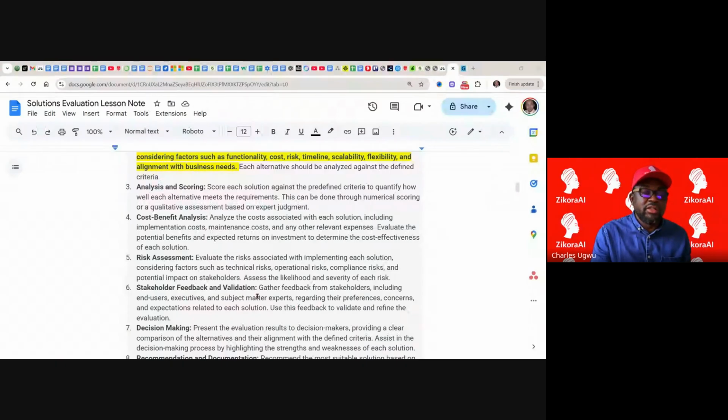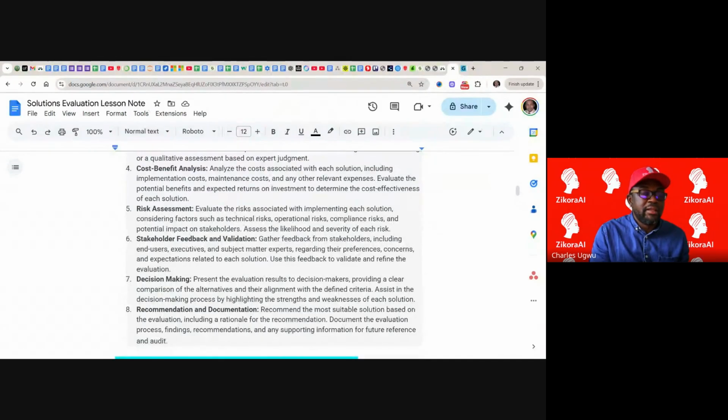After gathering all this, you must be able to communicate with stakeholders, to make sure they have their input as well. Gather feedback from stakeholders, including end users, executives, and subject matter experts regarding the preferences, concerns, and expectations related to each solution. You need to sample every solution. Let them make input before the final decision. It's important, so you won't be like you made a decision and didn't carry anybody along, although they are relying on you, but at least it's important they make some input. It's teamwork when trying to select a solution.